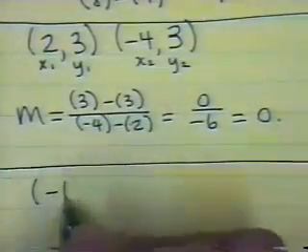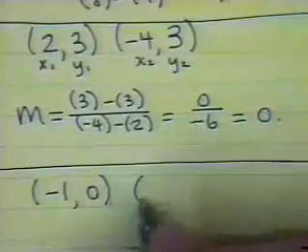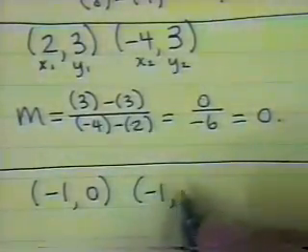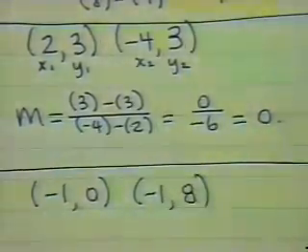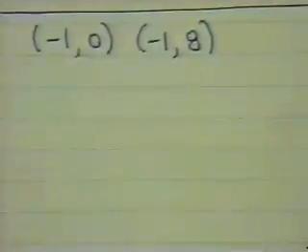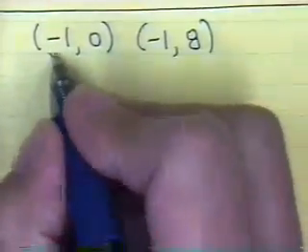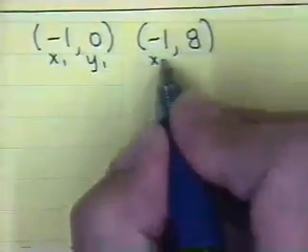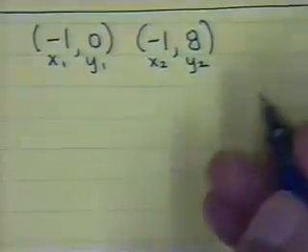One last example that will illustrate the undefined slope is this one: negative 1, 0 and negative 1, 8. If we're given those 2 points and asked to compute the slope between them, again, first start off by labeling your points. Once you get a little better, you can omit that part.